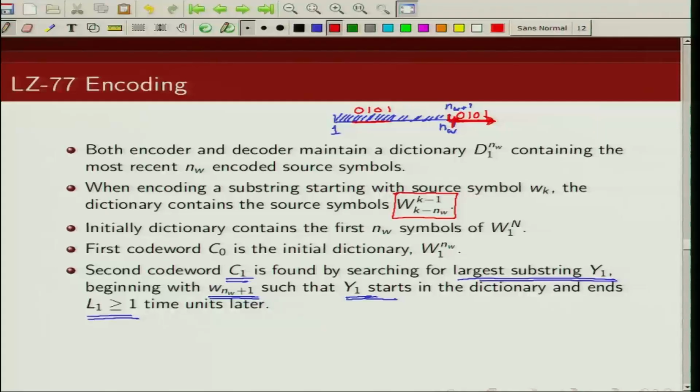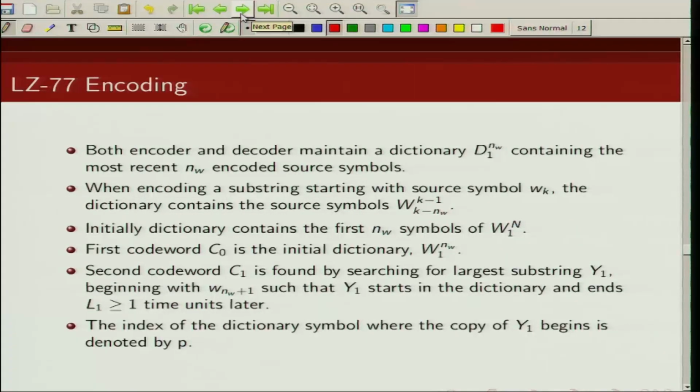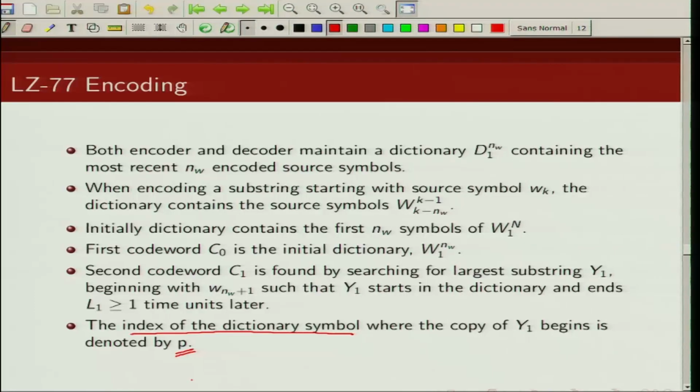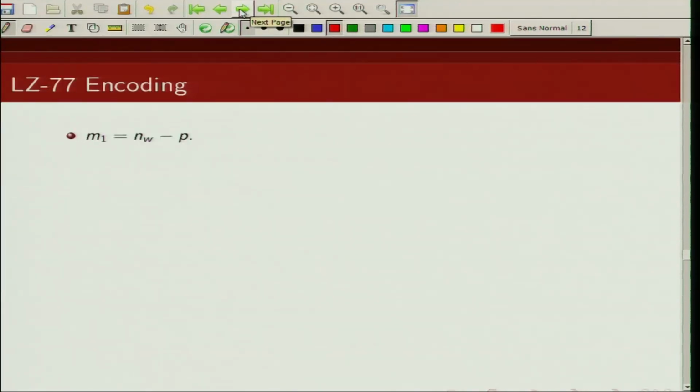And please note, this match has to start inside the dictionary. So that's what I meant. I am searching for the largest substring beginning at time NW plus 1 such that this substring starts in the dictionary and ends L1 times later. I also need to find out where in the dictionary this match is starting, and that is given by this P. So the index of the dictionary symbol where the copy of Y1 begins is denoted by P, and M is given by NW minus P. So let's say my NW is 16 and this match happened at third location. Then M1 would be 16 minus 3, which is 13.